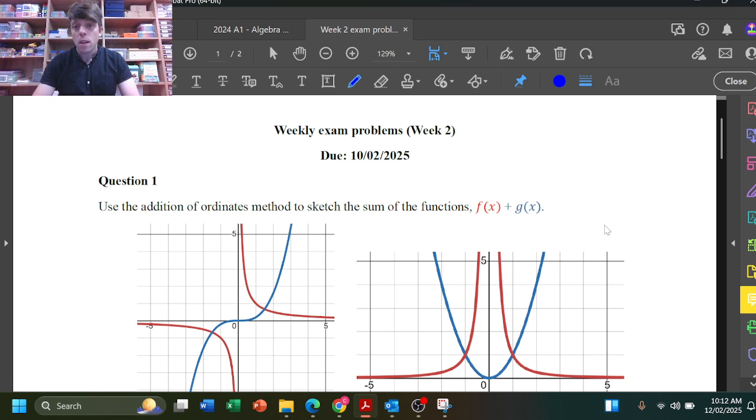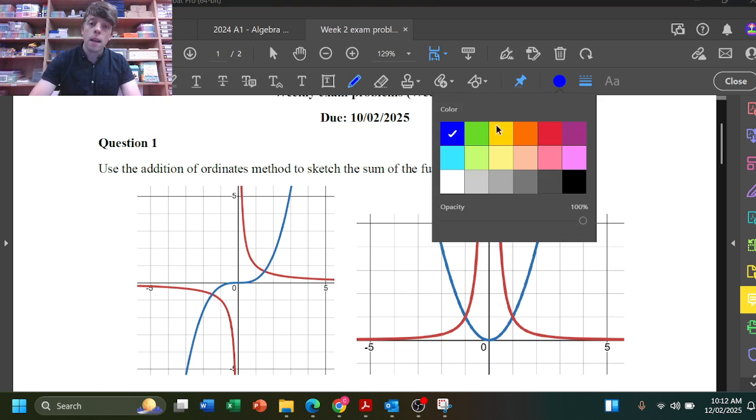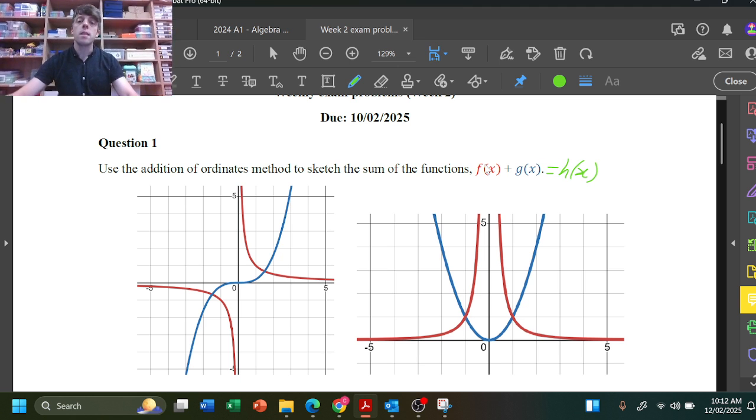What we have is a blue graph and a red graph. And I'm going to create a green graph that represents the addition of these two graphs. So, I want to represent what it looks like when I have f of x plus g of x, and I'm going to call the result whatever I want. I could call it h of x. Don't really need to call it anything. But what does the addition of these two graphs look like?